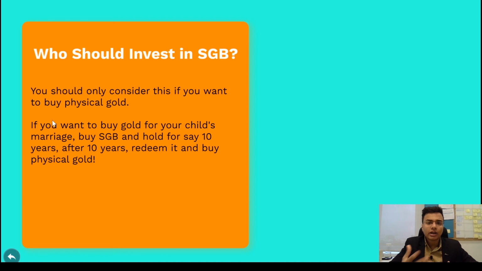Suppose you have a child and you're planning for his or her marriage, and say you want to buy gold after 10 years. Instead of buying gold, you can just buy a sovereign gold bond, and it will give you the 2.5% interest over and above the returns from gold. And after 10 years, you may redeem it and then take the cash and buy gold and give it to your child. So in that case, this makes sense. It's a good instrument to invest in gold.